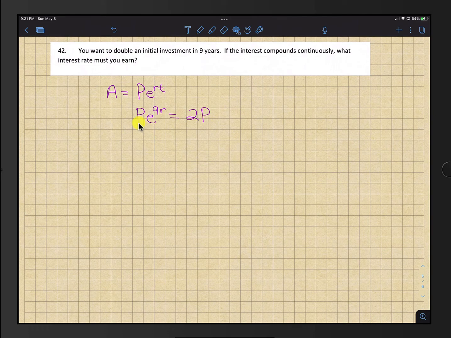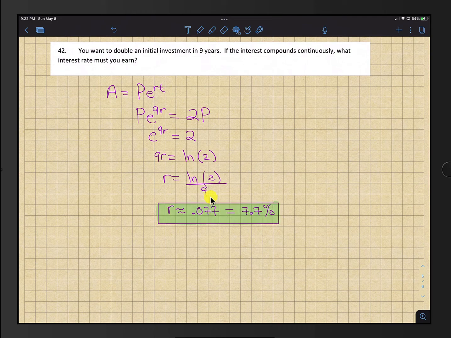Now all we have to do is divide by P on both sides, and the P's cancel out, and we get e raised to the 9R equals 2. Let's convert that to natural log. So that's going to be natural log of 2 equals 9R. Now let's divide by 9, and R is natural log of 2 divided by 9. We put that in our calculator, and we get 0.077, which means 7.7%. That would be our interest rate.